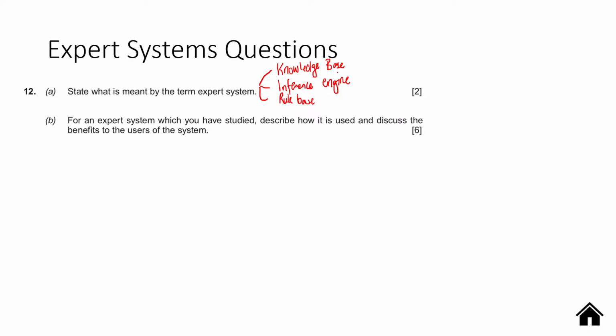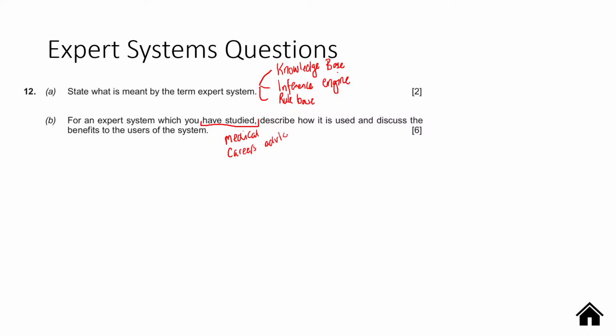10 mark question. Now for an expert system which you have studied, so normally I recommend students to go down the medical route. Just makes the most sense to me because it's such a specialised field, okay? But you could talk about medical. I said a few others before. Things like careers. And that could be careers advice.